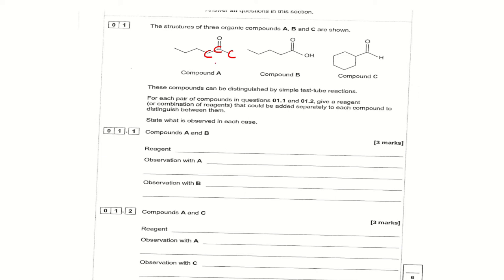So this must be a ketone. This one is the same carbon, but it's got an OH group and a C double O bond group on it. That must be a carboxylic acid. Finally here we have a carbon, attached to a carbon on that side, a hydrogen there and a carbon-oxygen double bond there. So this must be an aldehyde. So we had to be able to tell the difference between these.